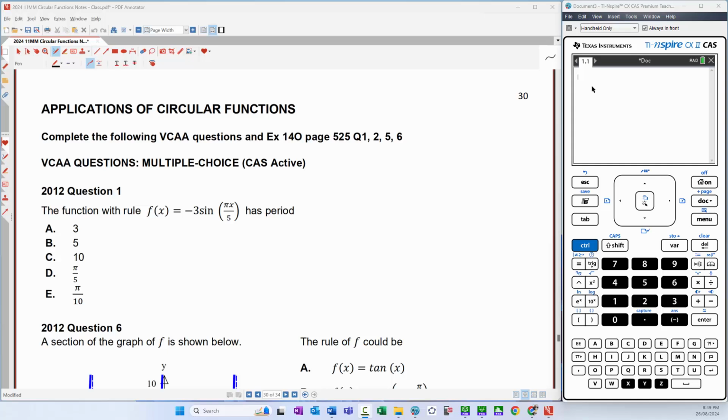All right, what we're going to do today is look through some application questions involving circular functions. The first one was the very first question of the Year 12 exam over a decade ago now.